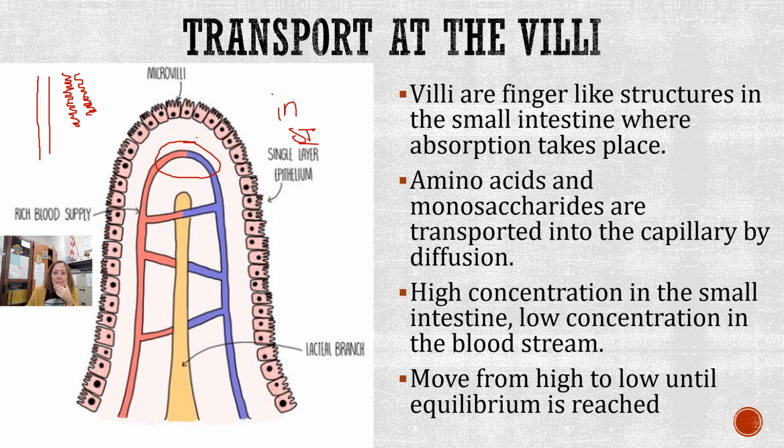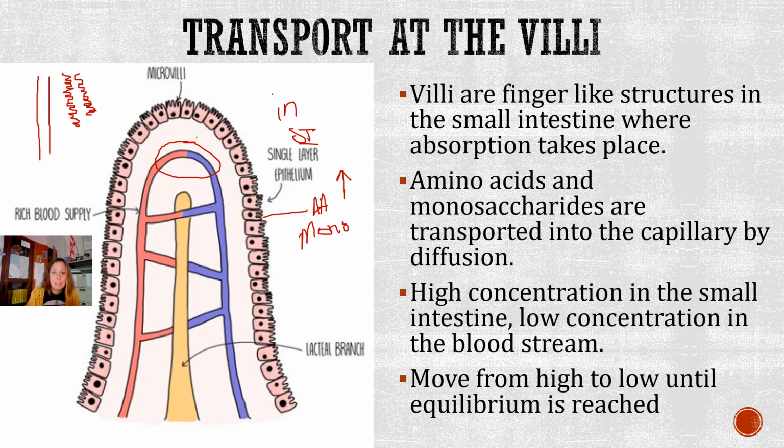So what happens is we have our amino acids, our monosaccharides. They're all high right here. There's a lot of them there. So that's a high concentration in our intestines. There's a low concentration in our blood. So we move from high concentration to low concentration until we reach equilibrium.